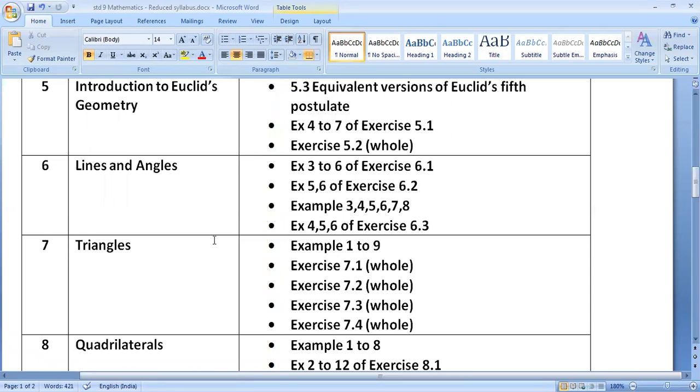You can come to page number 89, chapter 6, Lines and Angles. First of all, on the same page, the introduction part, that is 6.1, is included. Page number 90, that is 6.2, basic terms and definitions, is also included. Go further, page number 92, 6.3, intersecting lines and non-intersecting lines, this is also included. This is also one of the important topics.